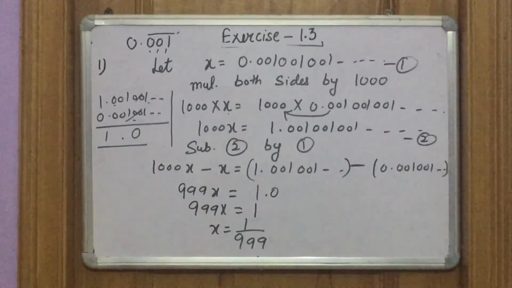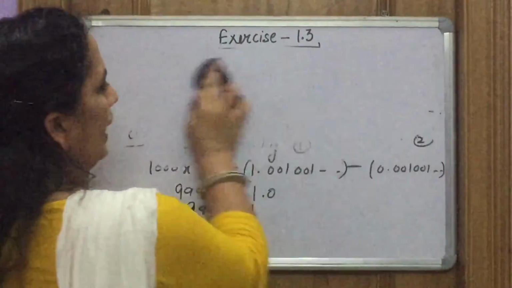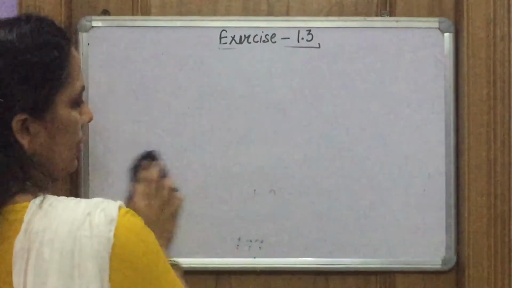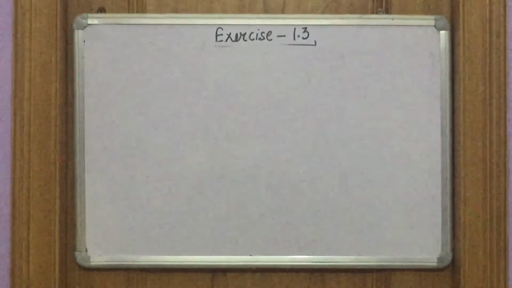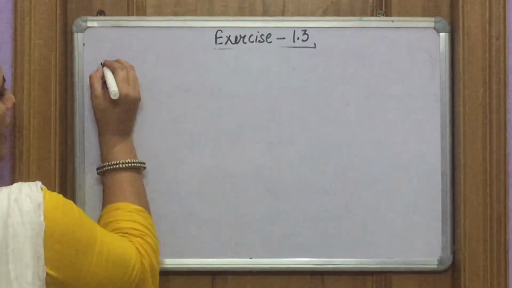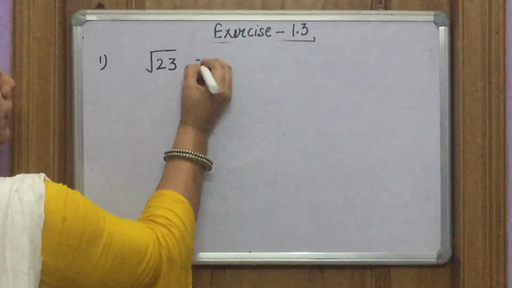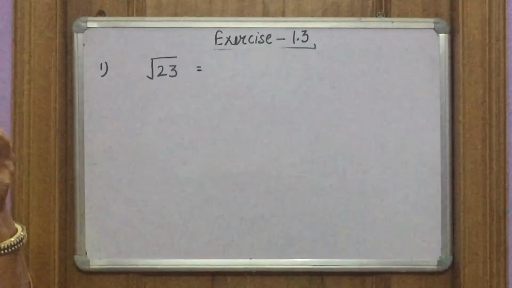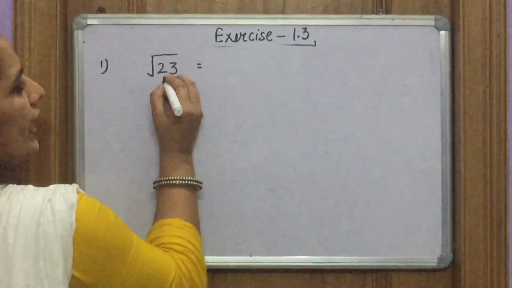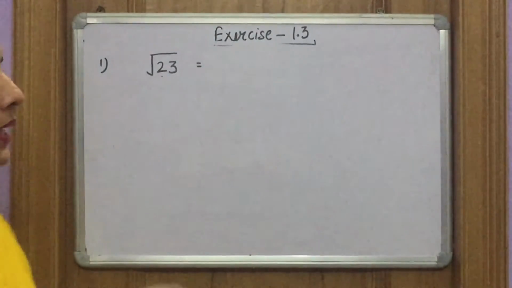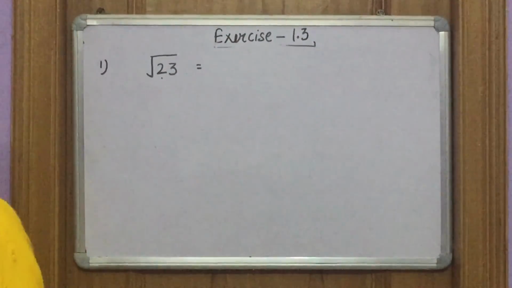Next question is classify the number in the form of rational and irrational numbers. So first part is square root of 23. Here we will use one condition that if in square root we have a prime number, then its division will not terminate and will not be repeating.